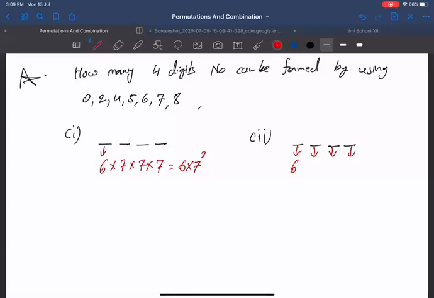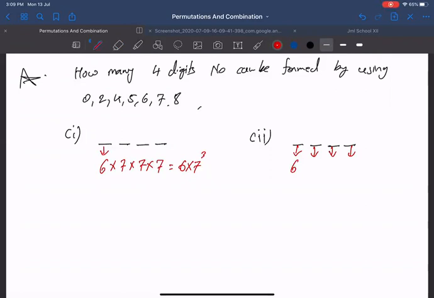Okay, fine. So listen. There are 7 digits: 1, 2, 3, 4, 5, 6, 7. Among them, 0 cannot be placed here. Why? Because if 0 appears here, the number becomes a 3-digit number. So 0 cannot occupy the thousands place. So there are 6 options. Then I can have 0 here, and everything else is also allowed. That's how the logic is going to be. Understood now?